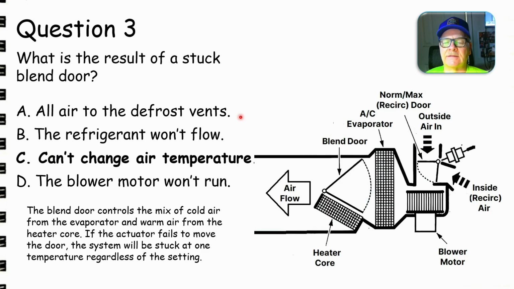But anyway, this can't change air temperature is what the deal is, because when this moves over, all the air coming in here goes through the heater core. After being dried out by the evaporator and dehumidified, it goes through the heater core. When it's in the middle, you're going to have dry air going. This actually helps with your defrost too, because it defrosts the glass.